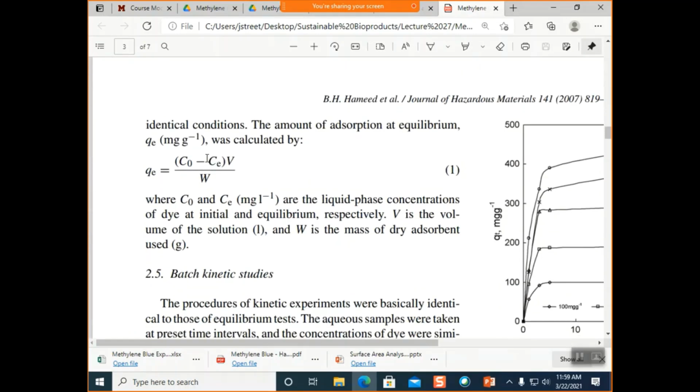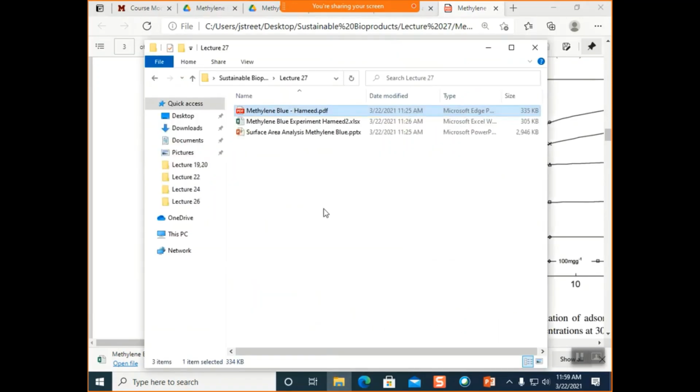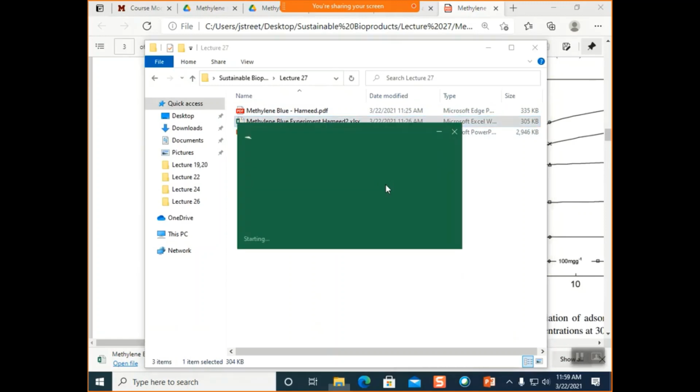Each experiment was duplicated under identical conditions. And so then they show the main equation that we're going to be using in our Excel file, where C0 and CE are the concentrations of dye at initial and equilibrium, V is the volume, and W is the mass. All right, so let's look at the Excel file and walk through what they did.